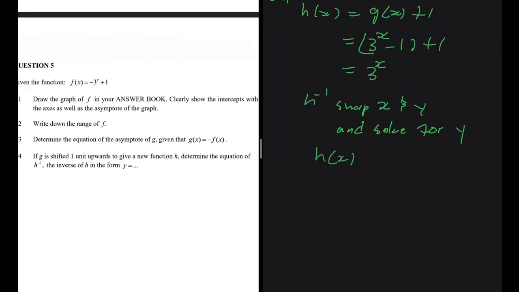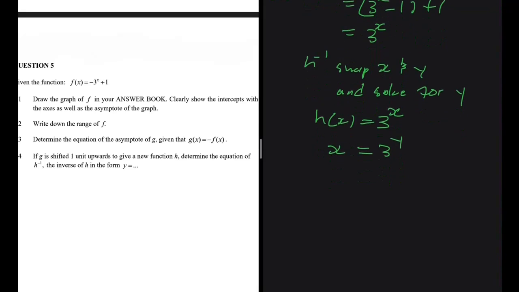So now we know that h of x is equal to 3 to the power x, right? So if we swap x and y, we get x is equal to 3 to the power y. So now we're just solving for y. But then how do we do that? Now we have to introduce log on both sides. So we're going to say log of x is equal to log of 3 to the power y. If you introduce log, you can drop the exponent, so we're going to have y multiplied by log of 3. We are allowed to do that if we have log.